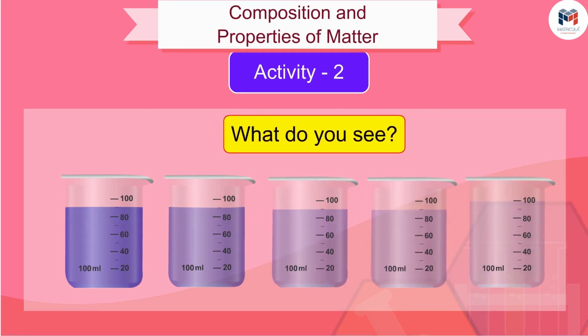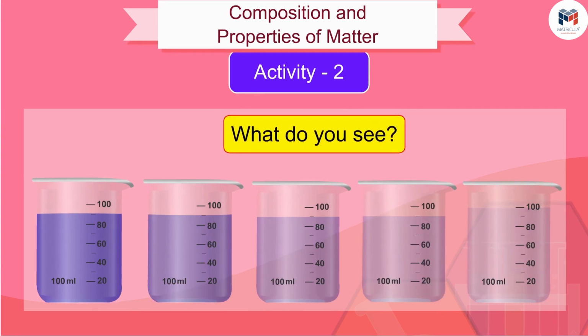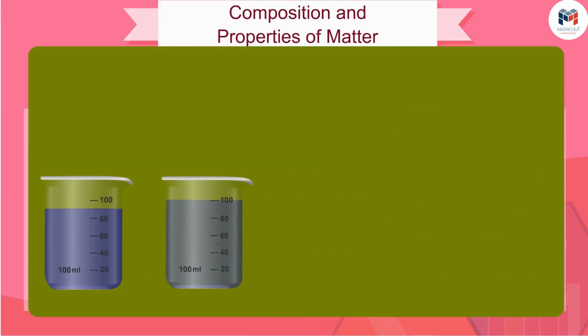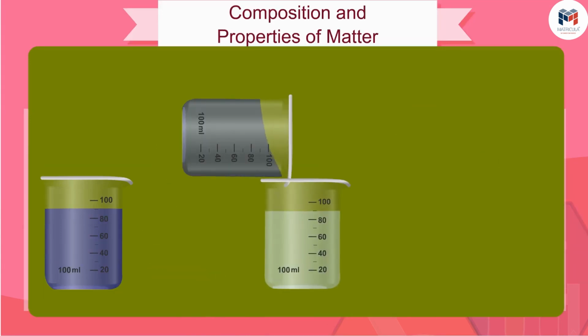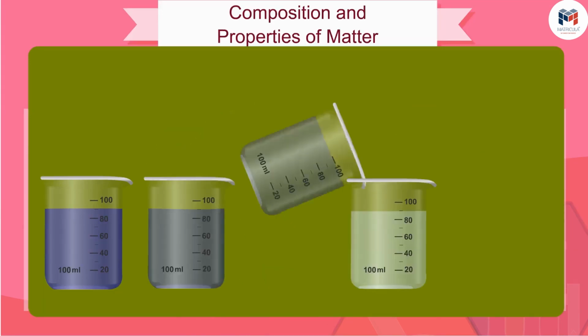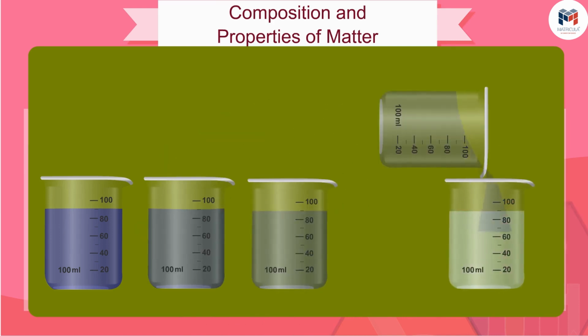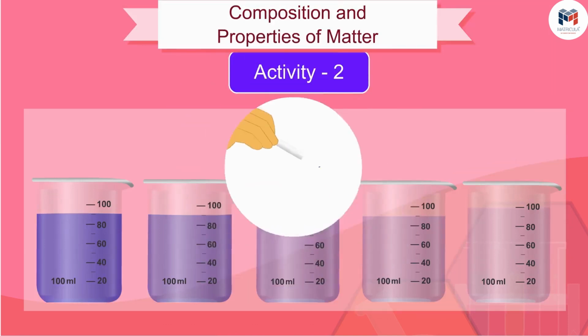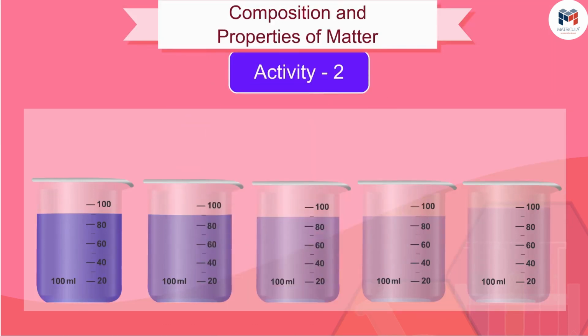What do you see? Is the water still colored? The color of the solution becomes lighter each time it is diluted. Still, the water seems colored. This experiment shows that just a few drops of ink can color a large volume of water, about 1000 ml.